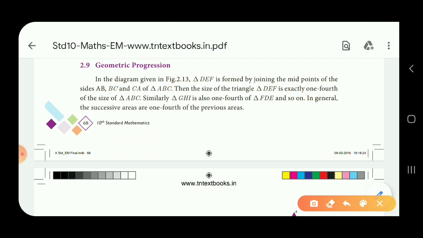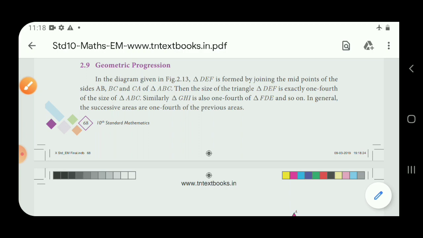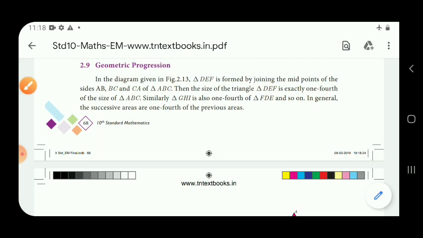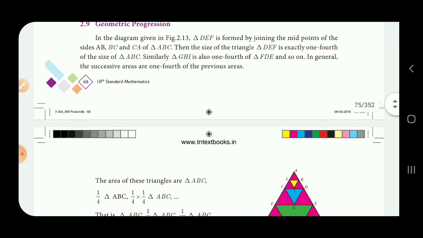Similarly, GHI is also 1/4 of the triangle FDE. So the triangle inside has another one, which is also 1/4, and so on. In general, the successive areas are 1/4 of the previous triangle. Likewise you can continuously follow the 1/4 of the triangles. So this is continuous.